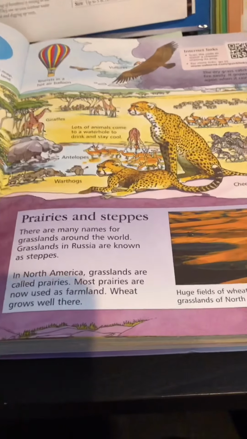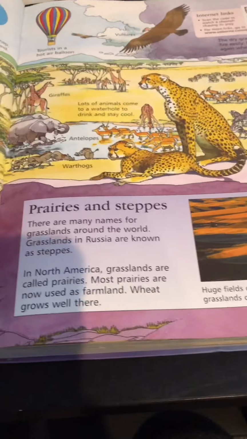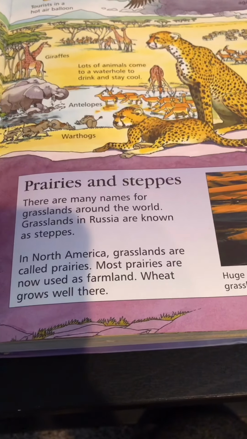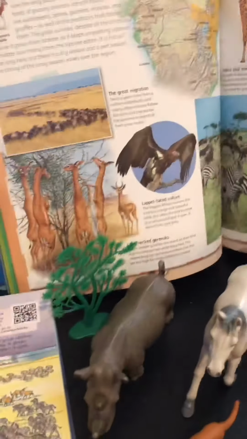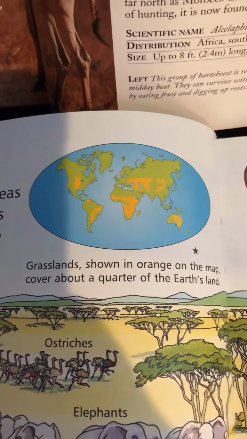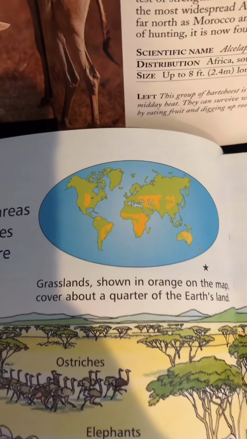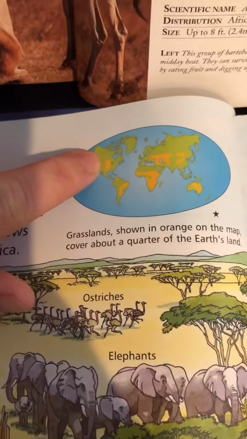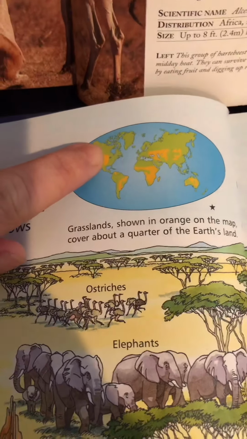Grasslands can be known as different names around the world. Like here in the United States, we call them prairies, and in other parts of the world, they're called steppes. There's also other names as well. Let me see, where's my map? Okay, so here is a map of the world. Grasslands are shown in orange on the map, and they cover about 1/4 of the Earth's land. So you can see right about here is the grassland area, which we call prairies in the United States.